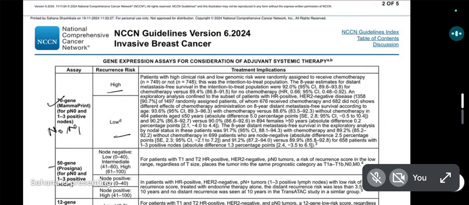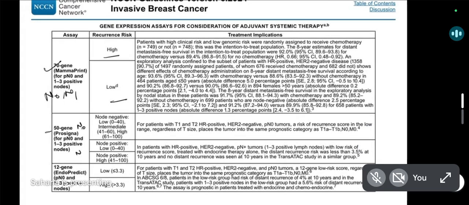50 gene prosigna is again even for N0 and N plus. So here it is 0 to 100, where low, again low, intermediate and high. For node negative, there are 3 categories. For node positive, there are 2.